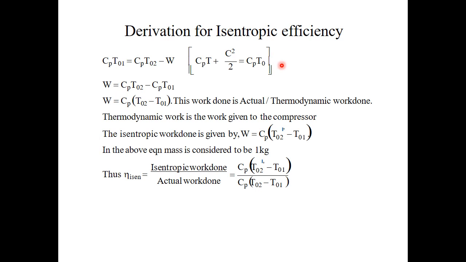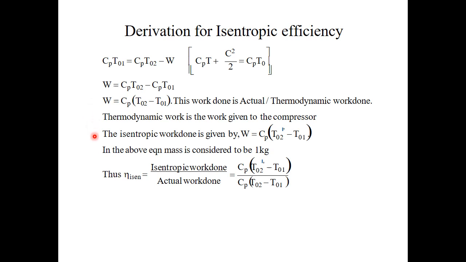Now from equation number 2, we have Cp into T plus C square by 2 equal to Cp into T0. Now using this relation, we can rewrite the previous equation we saw in the previous slide as Cp into T01 equal to Cp into T02 minus W, which we can rewrite as work done W equal to Cp into T02 minus Cp into T01. W equal to Cp into (T02 minus T01). Now this is the actual or thermodynamic work done.